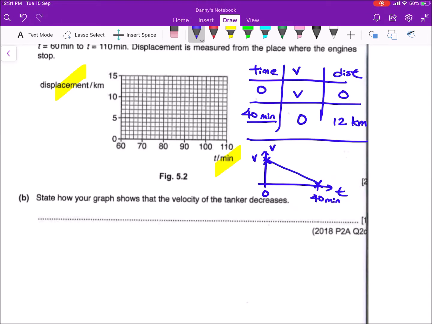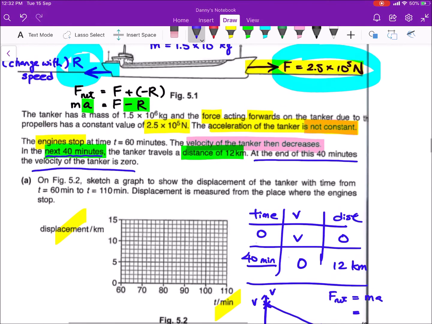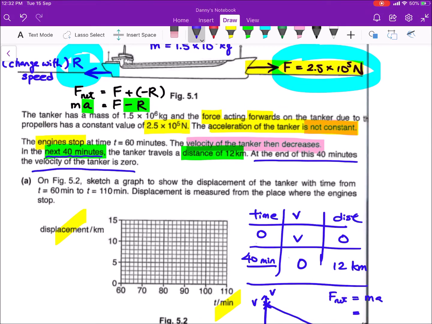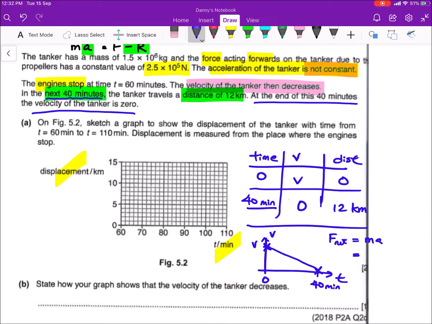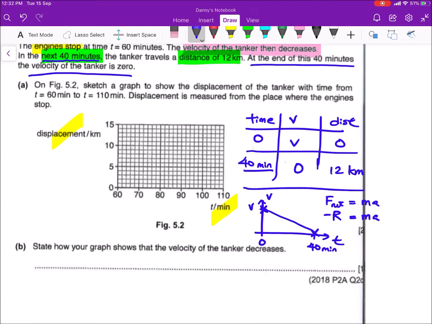I do not know. Okay, but what I know is that if F net is given by MA, and since my forward force, this F, has been cut off because the engine is turned off, then the only force acting on it is minus R, my drag force, my resistive force, which is in the other direction. So MA is equal to minus R, and we know that this R is changing with speed. Because the tanker is slowing down, I would expect the R to be dropping. So on the left hand side, if this R is dropping, then I can conclude that my acceleration must also be dropping.